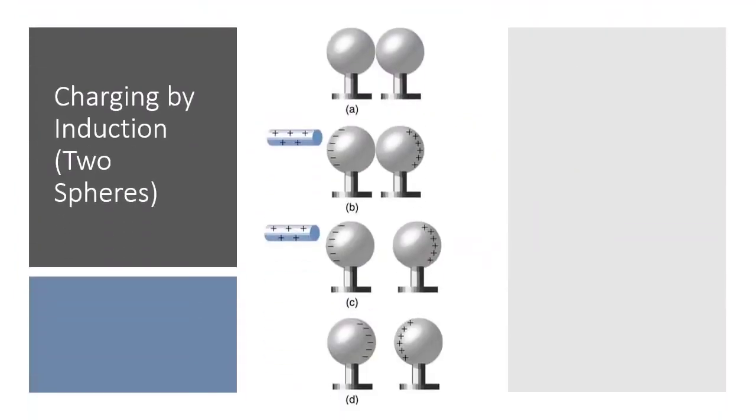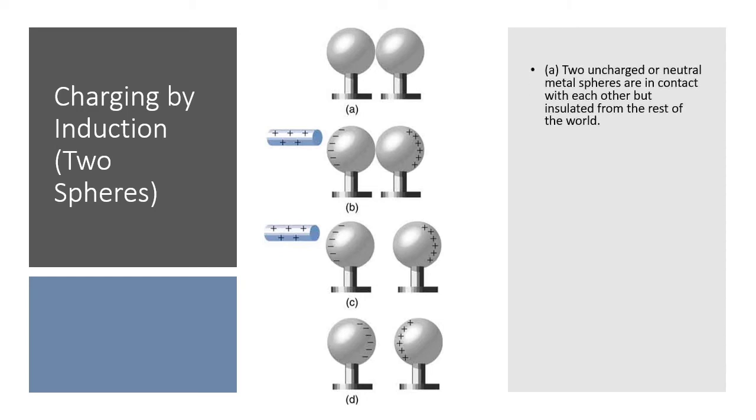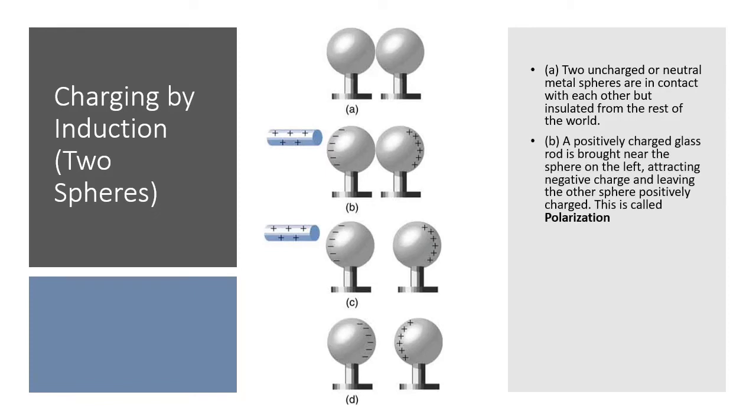Now there are two cases for charging by induction. Here we're going to take the rod and two spheres. So two uncharged or neutral metal spheres are in contact with each other, but insulated from the rest of the world. So we're calling this a closed system. Entering this closed system, we have a positively charged glass rod, and it's brought near the sphere on the left, attracting negative charge and leaving the other sphere positively charged. This is called polarization.